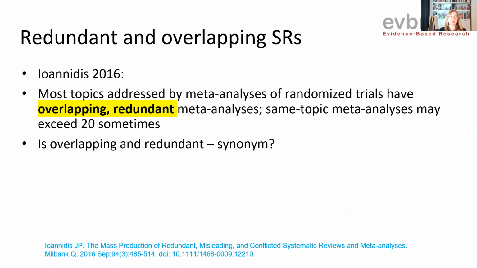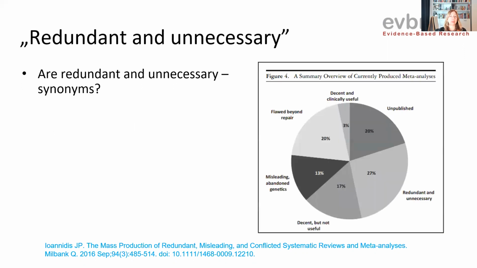When we talk about redundant systematic reviews, it is difficult to skip the paper published by John Ioannidis in 2016, titled The Mass Production of Redundant, Misleading, and Conflicted Systematic Reviews and Meta-Analyses. In this paper, Ioannidis wrote that most topics addressed by meta-analyses of randomized trials have overlapping redundant meta-analyses. Some topics with meta-analyses may have exceeded the number of 20. Here you can see that the terms overlapping and redundant are used as synonymous. And the question is, is this really a synonym, and can we treat it as such?